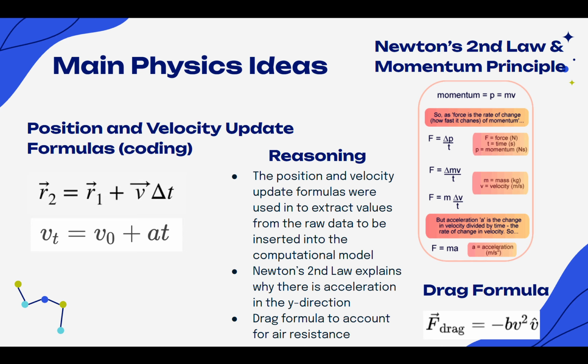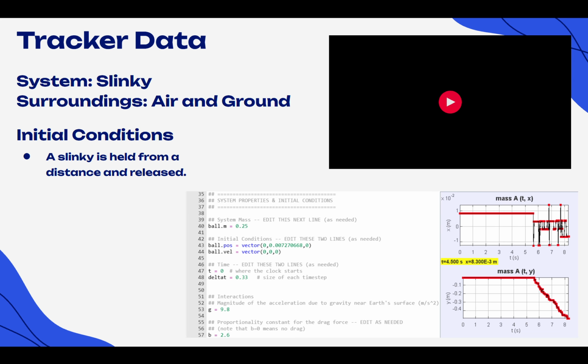Newton's second law is momentum equals mass times velocity, which relates to force equals mass times acceleration, and these were used to see the acceleration in the y direction, as well as the drag formula to account for air resistance. The system was the slinky, and the surroundings were the air and ground. The initial conditions are that the slinky is held from a distance and then released.